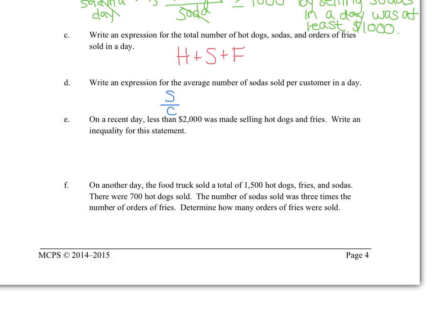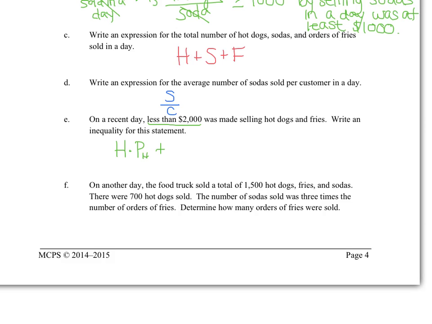All right, on a recent day, less than $2,000, so that's going to be important, was made selling hot dogs and fries. Write an inequality for this statement. Well, we know that H is the total number of hot dogs sold, but we know that P sub H is the price per hot dog. So if we have the total number of hot dogs times the price per hot dog, we'll get the total amount we made selling hot dogs.